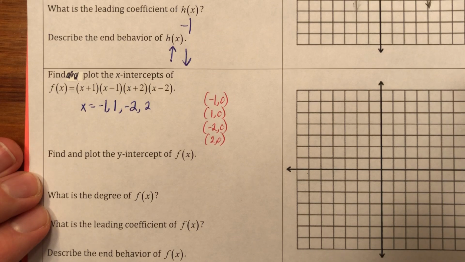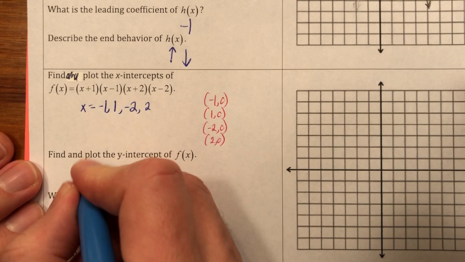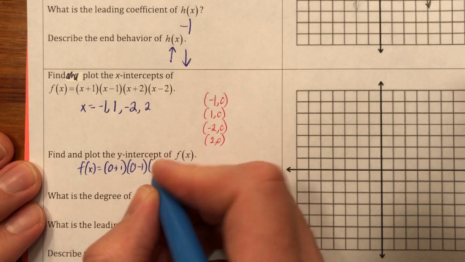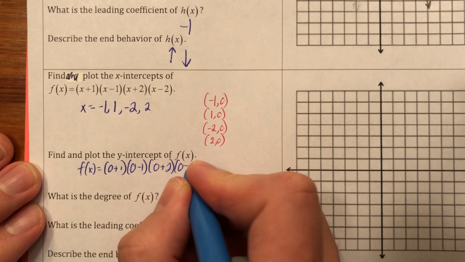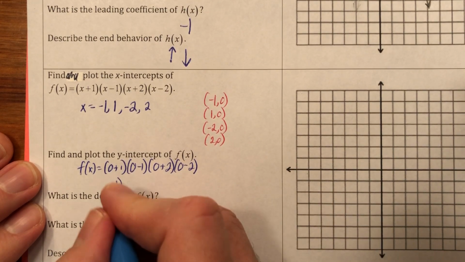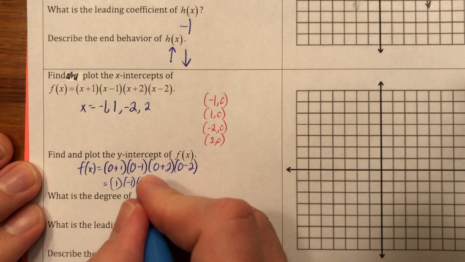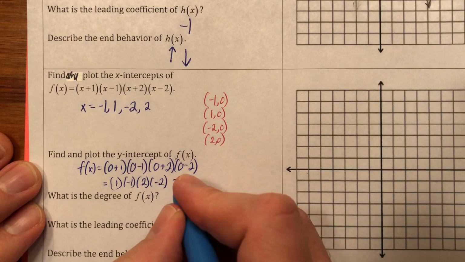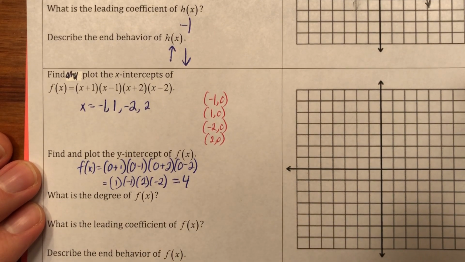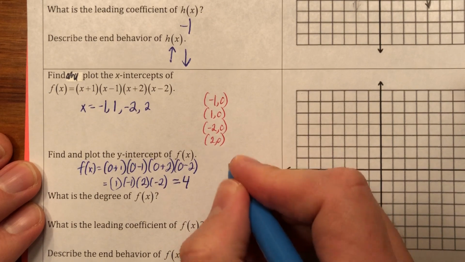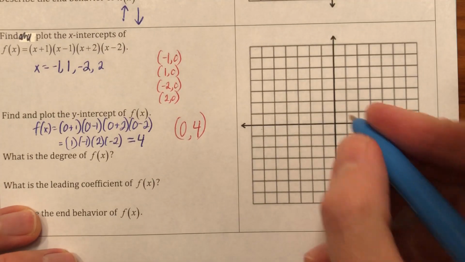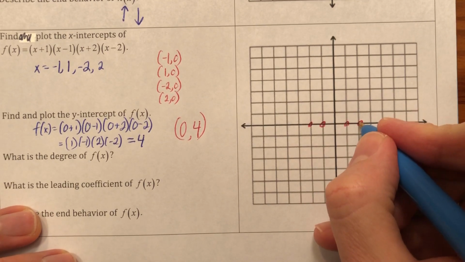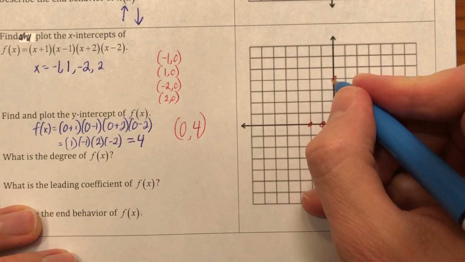Let's find the y-intercept. This one's going to be a little bit harder, actually. We're going to plug in 0 for every x. So f of x equals (0 plus 1) times (0 minus 1) times (0 plus 2) times (0 minus 2). Well, that's 1 times -1 times 2 times -2. -2 times -4 is +4. So we have a y-intercept of 4. Well, it's (0, 4). So let's plot some points. Here, here, here, here, and 4. There it is.